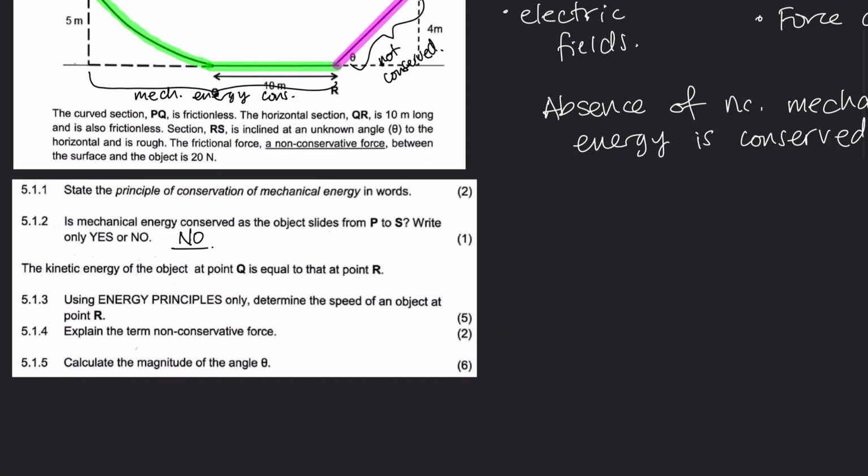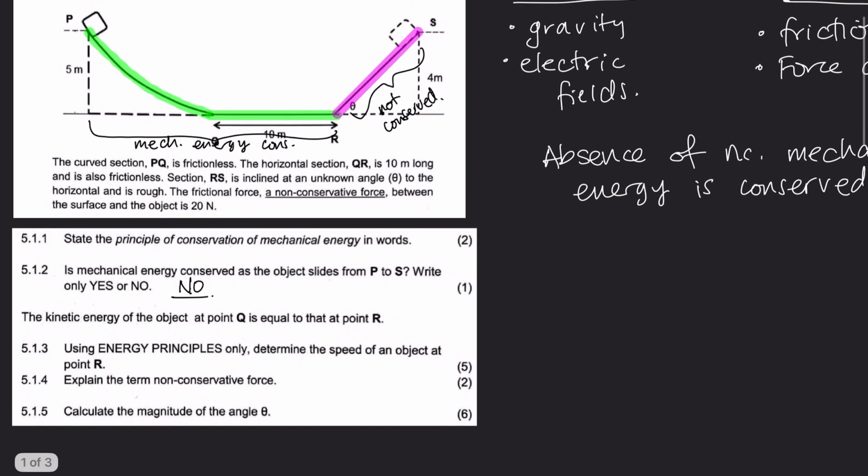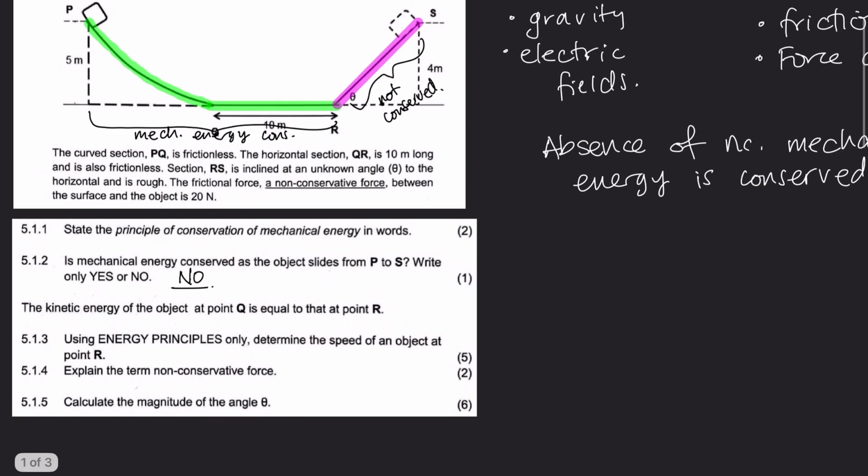The kinetic energy of the object at point Q is equal to that at point R. Use energy principles. So energy principles is mechanical energy. To determine the speed of an object at point R. Okay, so let's look at the information that we have.